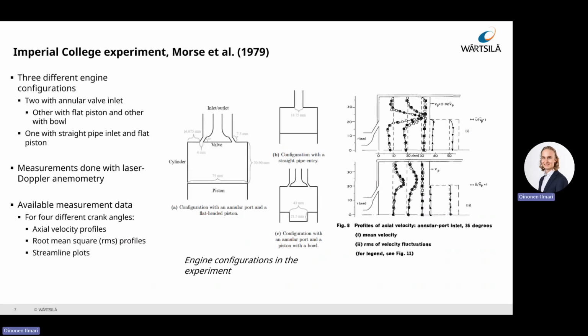The engine case using this is based on the Imperial College experiment. The paper reported profiles of axial velocity that were averaged over the cycles, and the root mean squares of those axial velocities, which correspond to the cycle-to-cycle variation in the velocity. The results were reported for four different crank angles.